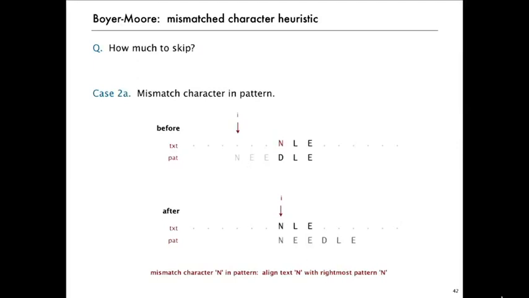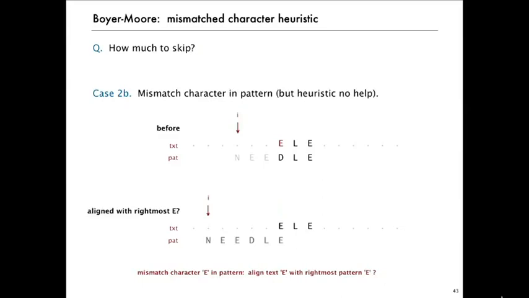Now, if you have a character in the pattern, then you want to align the text N, in this case, with the rightmost pattern N, and that's pretty good. But you don't always want to do that. For example, if we have a mismatch on E, and you were to say, let's line up on the rightmost E in the pattern, that would involve backup. So you don't want to do backup. In that case, you just move on by one. So there are times when the heuristic is no help. So what you really want to do is just increment by one in that case.